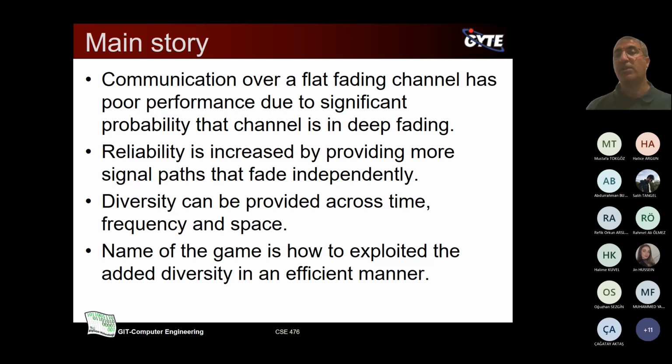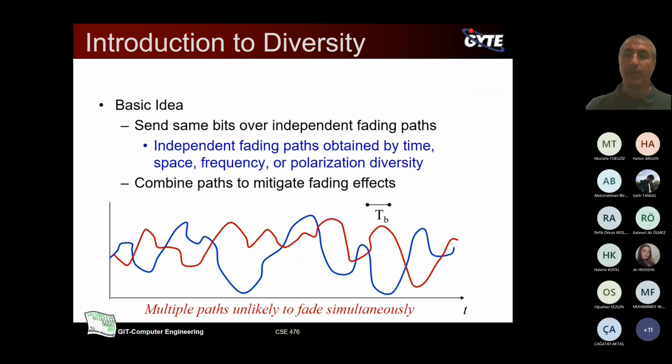So the performance is dependent on the fading. That's why we need to increase the reliability by providing more signal paths between the transmitter and receiver. And these paths should be independent from each other. So diversity can be provided over time, frequency, space, code, and so on. Let me show you the diversity and the basic idea. It's very simple. We send the same bits over independent fading paths between the transmitter and receiver.